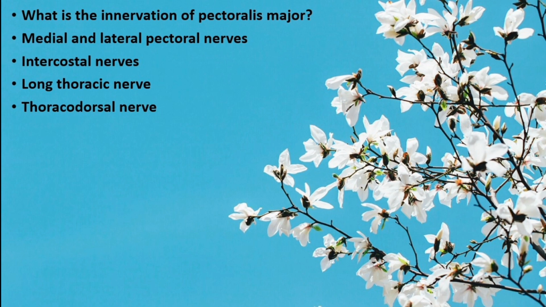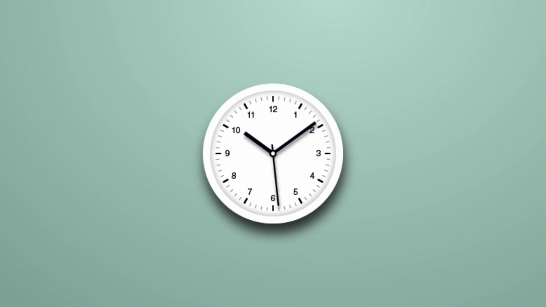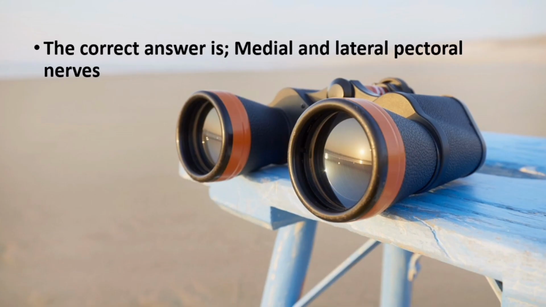Medial and lateral pectoral nerves. Intercostal nerves. Long thoracic nerve. Thoracodorsal nerve. The correct answer is medial and lateral pectoral nerves.